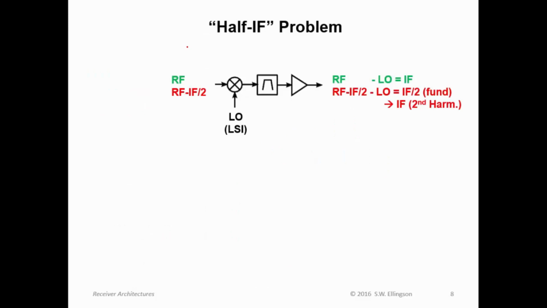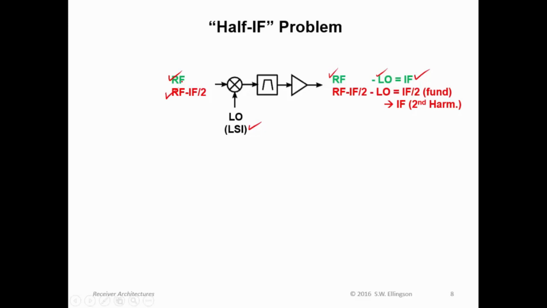The half IF problem. This is characteristic of all superhet architectures. The idea is this. Let's imagine we're doing low side injection. The problem also exists for high side injection, but we'll talk about low side injection first. The RF frequency goes to the IF frequency, and the IF frequency is simply the difference of RF and LO.